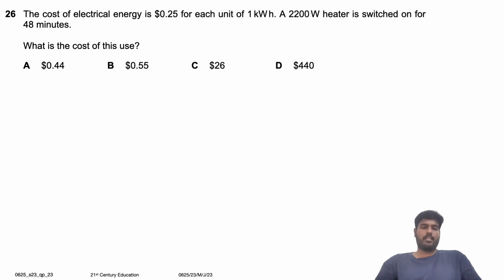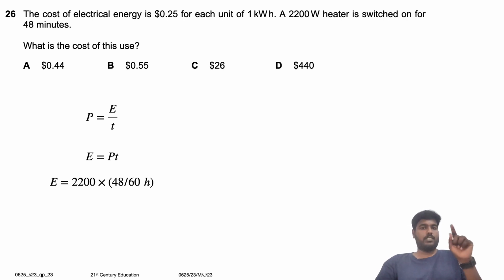The cost of electrical energy is $0.25 for each unit of 1 kilowatt hour. A 2200 watt heater is switched on for 48 minutes. What's the cost of this use? Okay, we know that power is energy by time, and we just have to find cost, which is we just have to find how much energy it's consumed. So power into time. So 2200 into 48 minutes, which we have to convert into hour, because 1 kilowatt hour price bill is given.